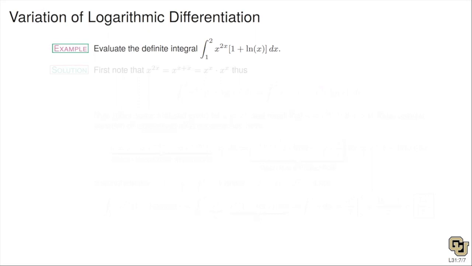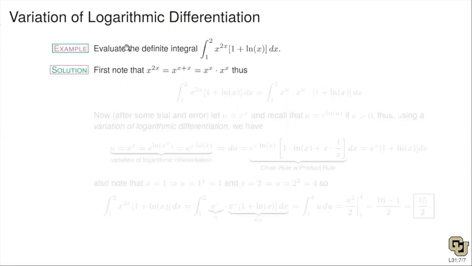In this example, we're asked to evaluate this definite integral, the definite integral from 1 to 2 of x raised to the 2x times quantity 1 plus natural log of x dx. It looks like quite a mess, but actually it turns out to be pretty nice. If we first write x to the 2x as x raised to the x plus x, then we can split that up and write x to the 2x as x to the x times x to the x.